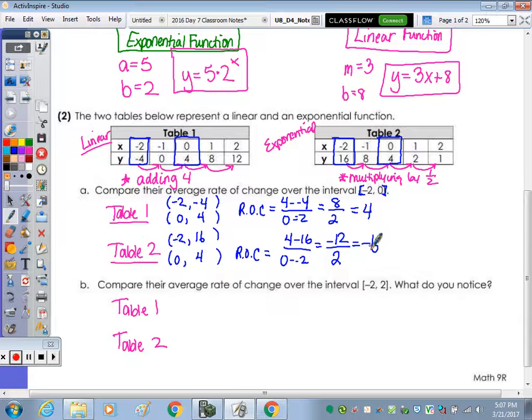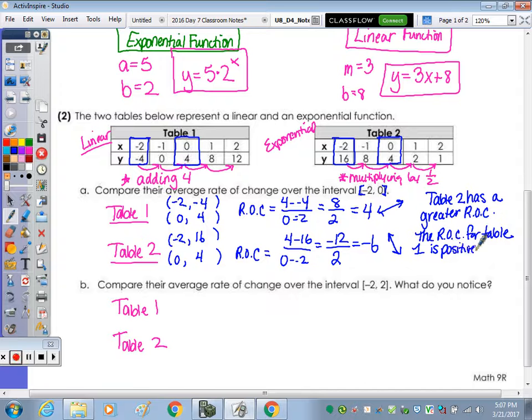Compare their average rate of change. Well, table 2, okay, has a greater rate of change. I'm realizing it's negative, but negative is just indicating the direction, okay? Versus negative versus a positive. So table 2 has a greater rate of change. And we can also note that the rate of change for table 1 is positive, and the rate of change for table 2 is negative. Okay, so there are two things about those two rates of change.